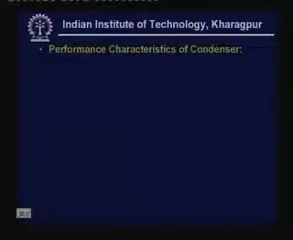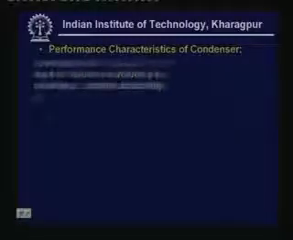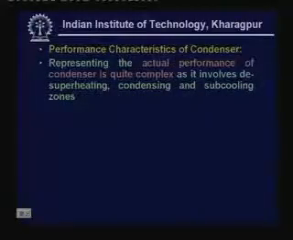Now let us look at the performance characteristic of a condenser. Representing the actual performance of a condenser is quite complex, as it involves de-superheating, condensing and subcooling zones. In fact, this point we have discussed while discussing the design of a condenser. In an actual condenser, you have 3 distinct zones. The first zone is where single phase heat transfer takes place, and the refrigerant vapor gets de-superheated by rejecting heat to an ambient. During that process, its temperature reduces.